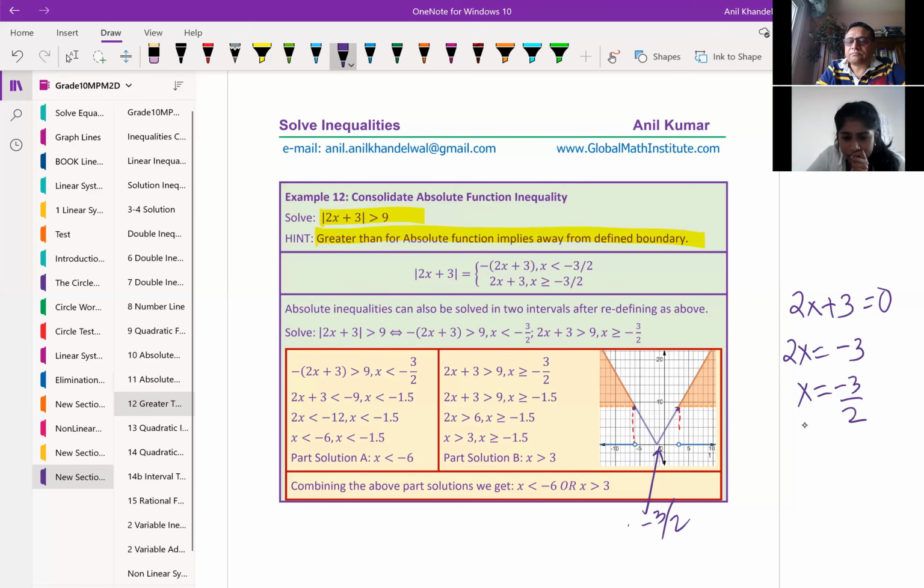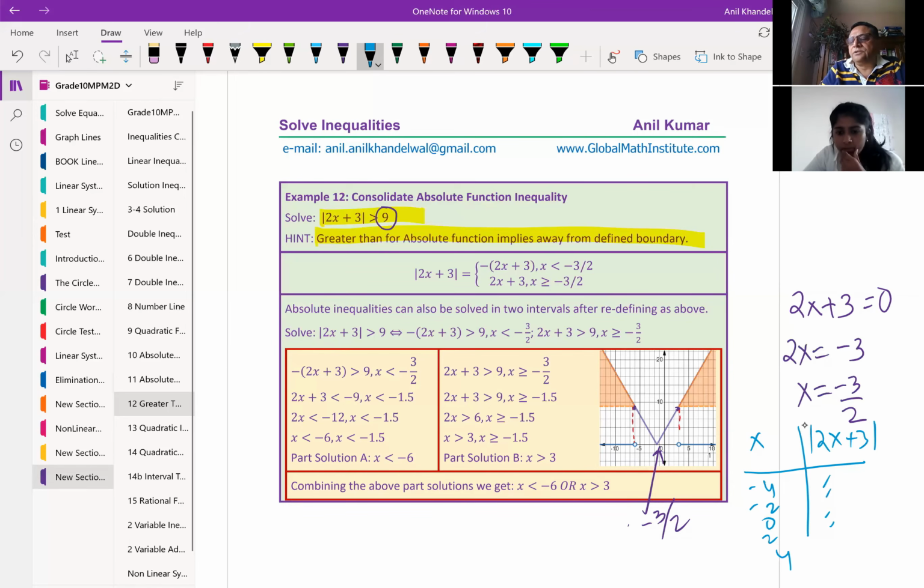Y value is 0. Now, the second part of the equation: you could actually sketch this particular function. So 2x plus 3 is a line, correct? You could take some x values and sketch the function 2x plus 3 on a graph. Since the 2 is the denominator, I'll prefer to take values like minus 4, minus 2, 0, 2, and 4. Substitute and get y values. Once you get y values, you have sketched the graph of this particular function. So you get this graph.